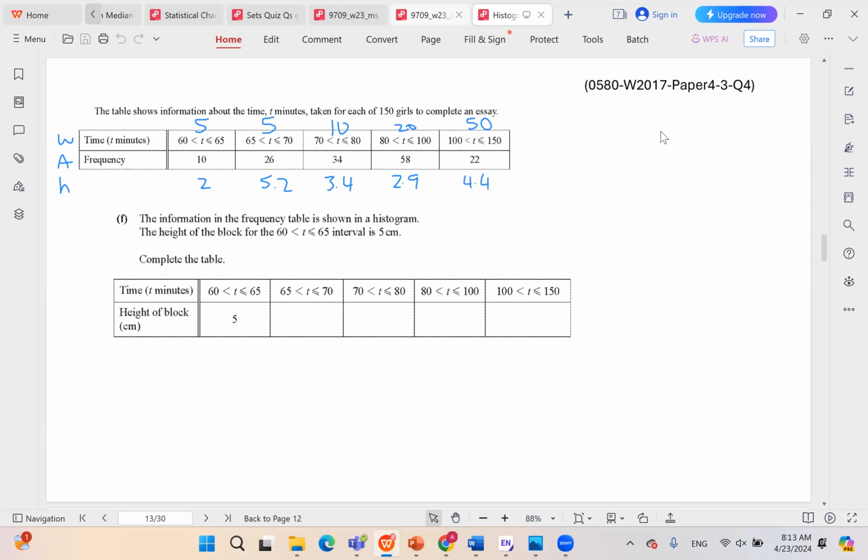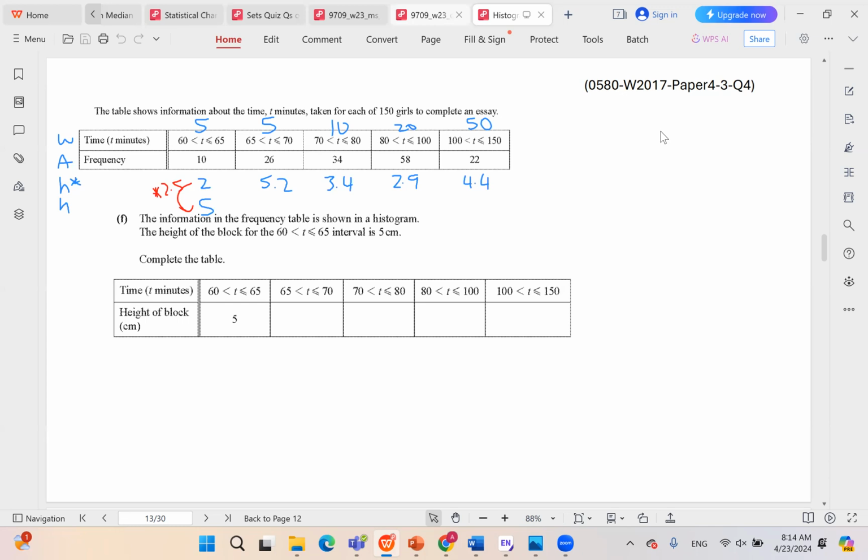Now, their height is actually 5. So there is a ratio involved. So this is our height. Let's call it h star, for example. And their h starts at 5. So we have to figure out the ratio that is involved here. So we multiply by 2.5 to get 5. And we have to apply the same ratio to everything.